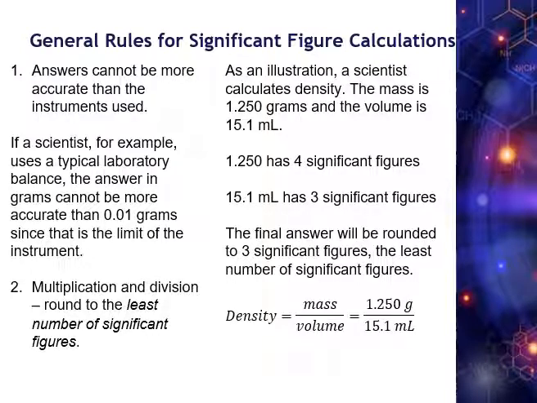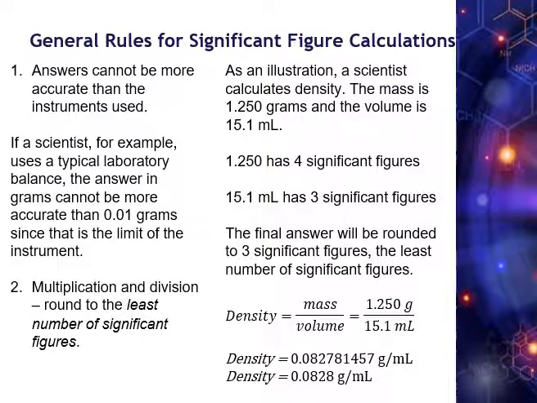Density is mass divided by volume. So 1.250 grams divided by 15.1 milliliters. The calculator gives you 0.082781457 grams per milliliter, which makes no sense because you cannot have that many digits. You have to have just 3 significant figures, the least significant figure in your calculations. So the answer is 0.0828 grams per milliliter.